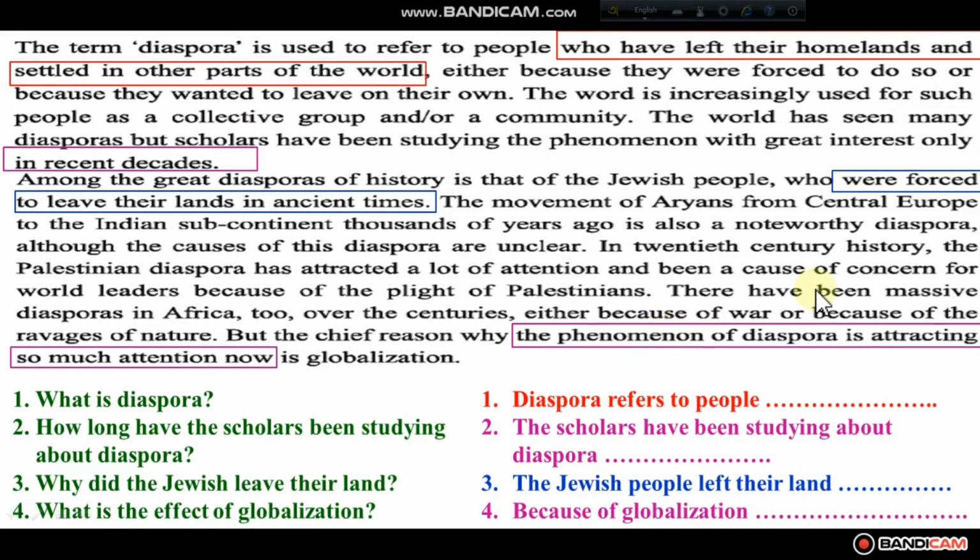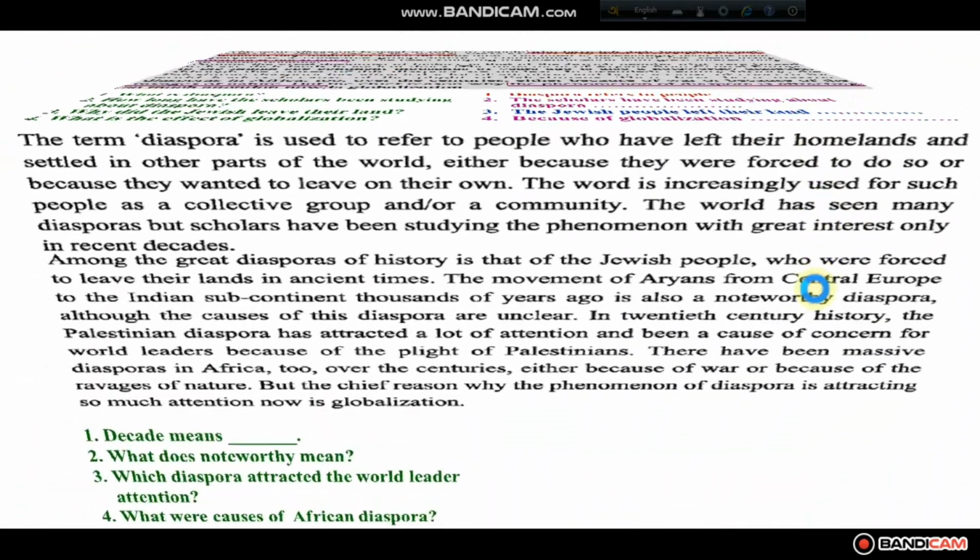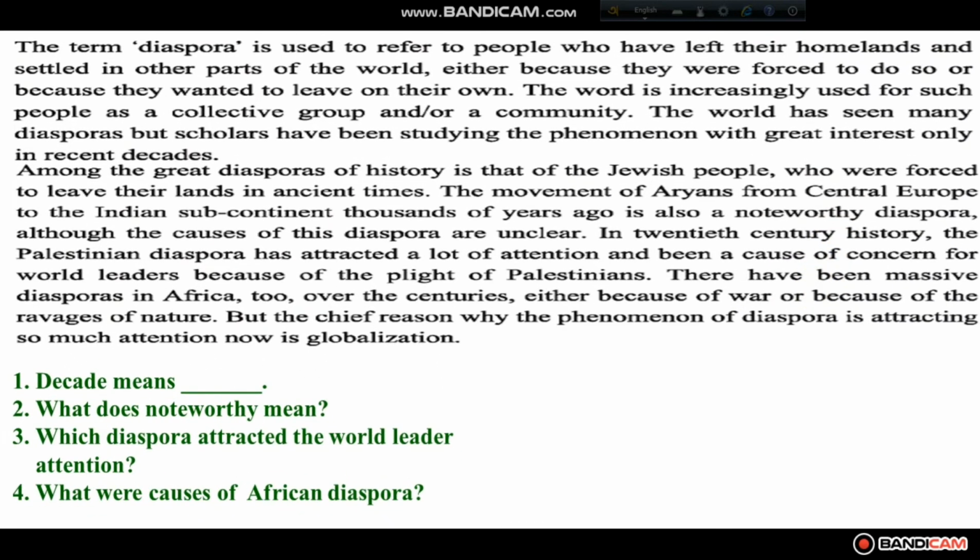So students, let us do another activity which will help us to understand the passage well. Okay, decade means, here is the word decades. The scholars have been studying the phenomenon with great interest only in recent decades. What is the meaning of decades? Decade, 10 years make a decade. Okay, 10 years make a decade.